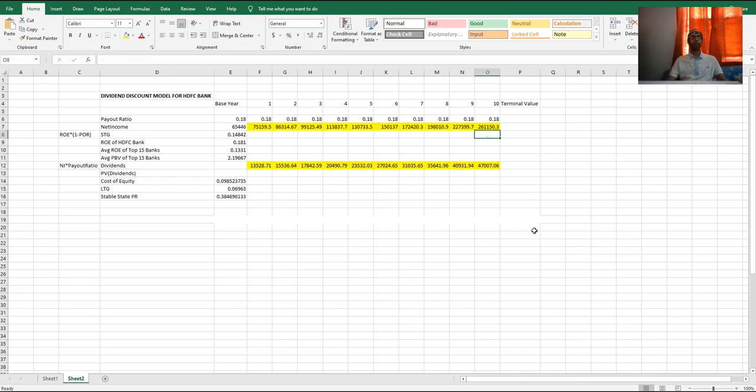Now we just need to calculate the terminal value and then discount the present values of all the dividends and the terminal value. So terminal value is equal to net income at year 11, which is equal to net income at year 10 multiplied by 1 plus the long-term growth rate, multiplied by 1 minus the stable state payout ratio. This entire expression divided by cost of equity minus long-term growth rate. This comes to be 59 trillion approximately, 59.48 trillion.